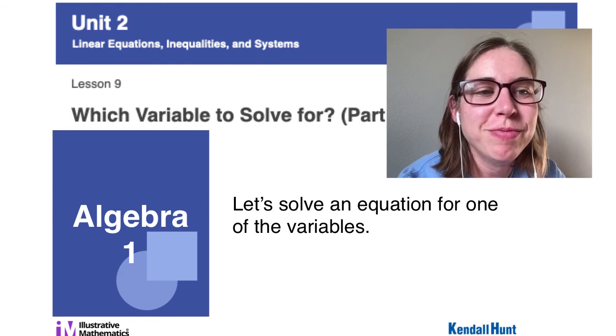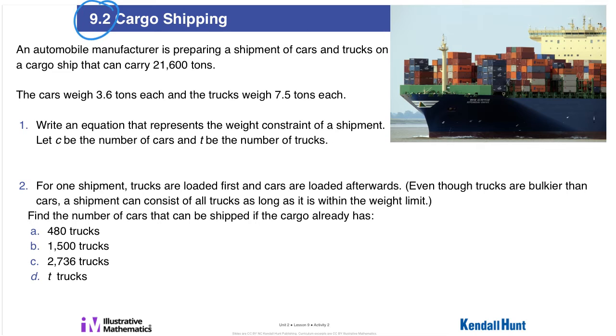Here we go. In lesson 9, we're going to skip ahead to the second activity, where we're looking at the shipping capacity of a cargo ship. So we have a ship that can carry 21,600 tons, cars weigh 3.6 tons each, trucks weigh 7.5 tons each. So in number 1, we're going to write an equation.